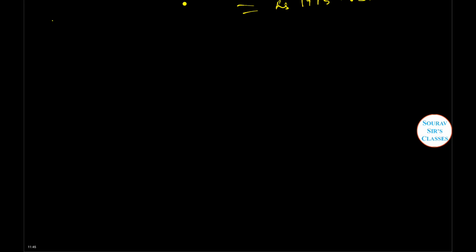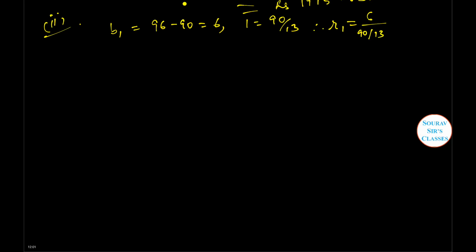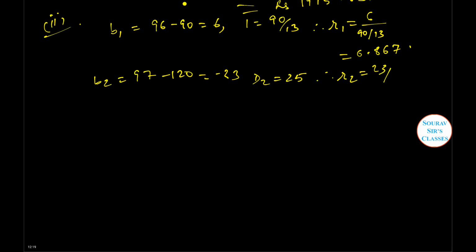Now let us consider the second case, case 2. Here del B1 is equal to 96 minus 90, that is equal to 6, and I1 is equal to 90/13. Therefore, R1 is equal to 6 divided by 90/13, which is equal to 0.867. Similarly, del B2 is equal to 97 minus 120, which is equal to minus 23. Therefore, D2 is equal to 25, which implies R2 is equal to 23/25, which is equal to 0.920.